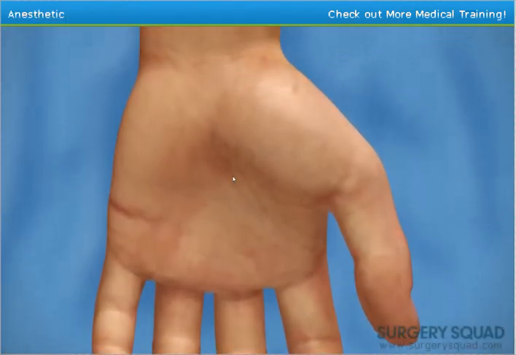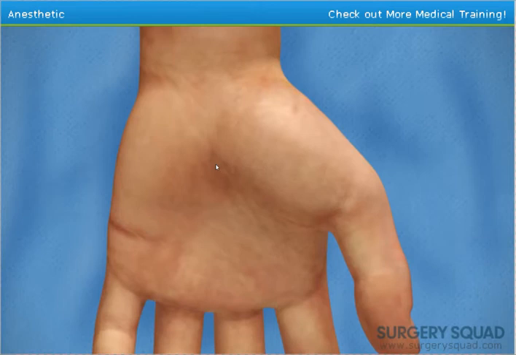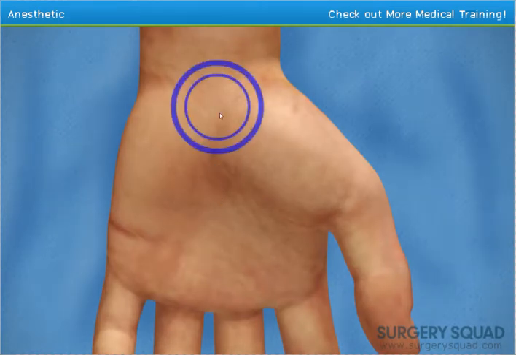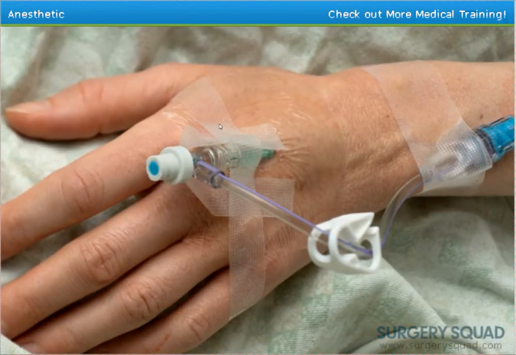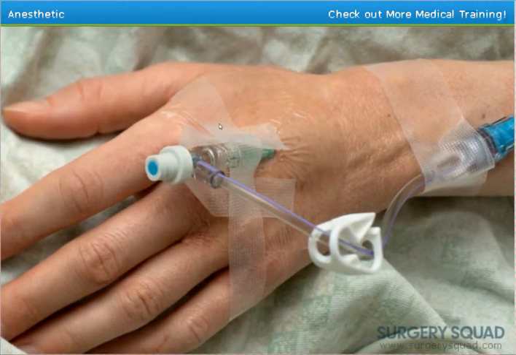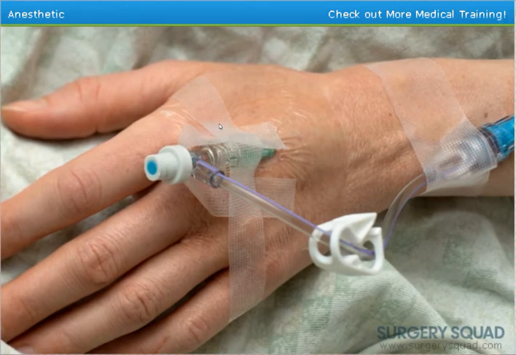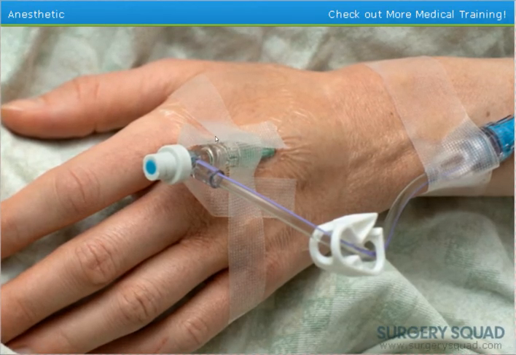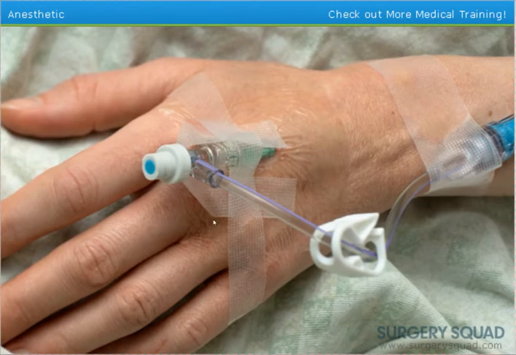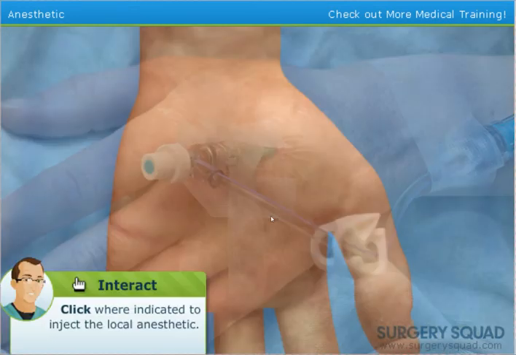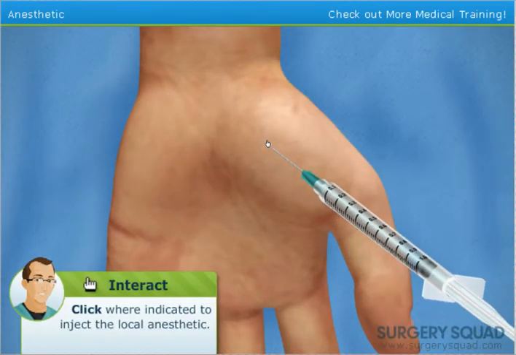The limited open carpal tunnel release surgery is performed using a local anesthetic that numbs the carpal tunnel area of the hand and wrist. If a patient is nervous or uncomfortable, I'll sometimes use a sedative as well. A sedative is a drug given through an IV that places the patient in a dreamlike state. However, our patient today will only receive the local anesthetic. Go ahead and get the operating area numb.